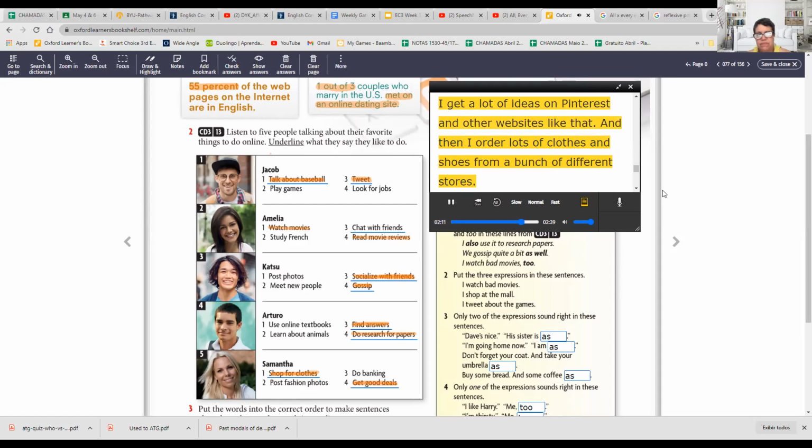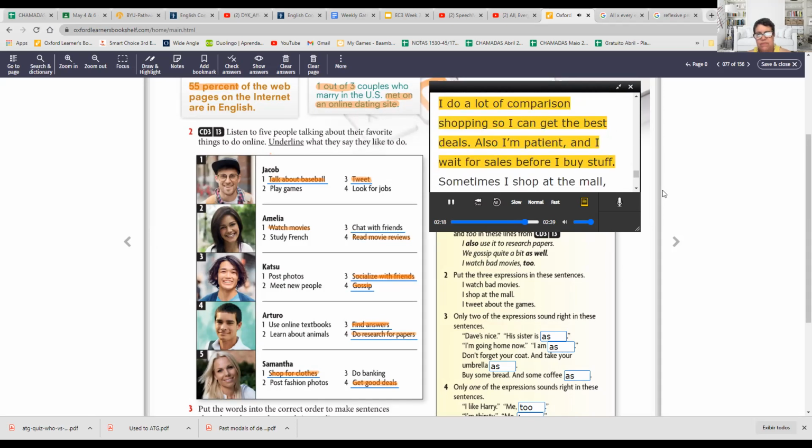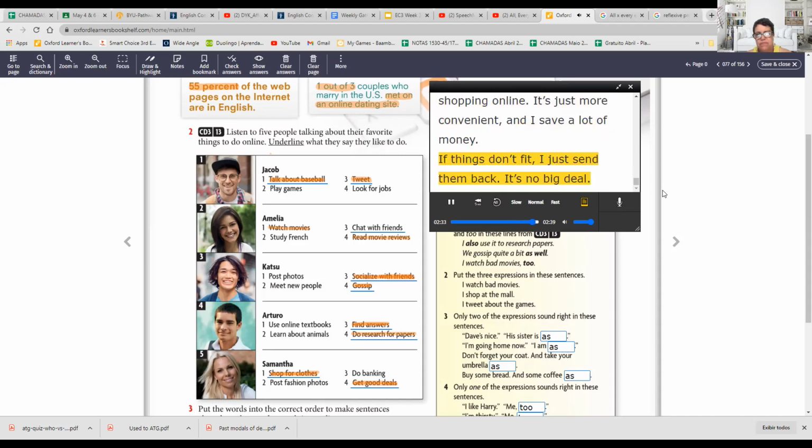And then I order lots of clothes and shoes from a bunch of different stores. I do a lot of comparison shopping so I can get the best deals. Also, I'm patient, and I wait for sales before I buy stuff. Sometimes I shop at the mall, too, but I do most of my shopping online. It's just more convenient, and I save a lot of money. If things don't fit, I just send them back. It's no big deal.